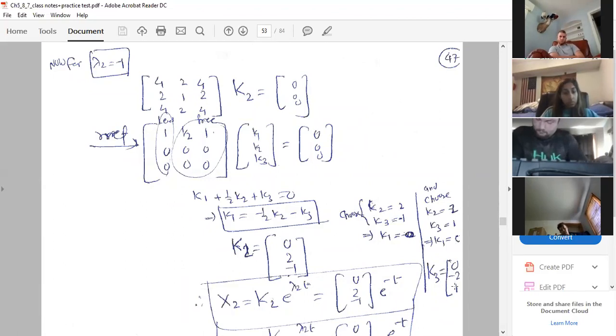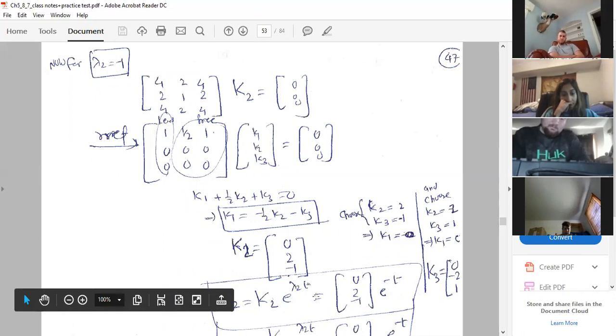Please keep in mind that the number of eigenvalues must be equal to the number of eigenvectors. For repeated eigenvalues, you are getting separate, different eigenvectors. The size of the matrix must be equal to the number of eigenvectors. Please keep this in mind. Okay, so K3 is equal to this one.